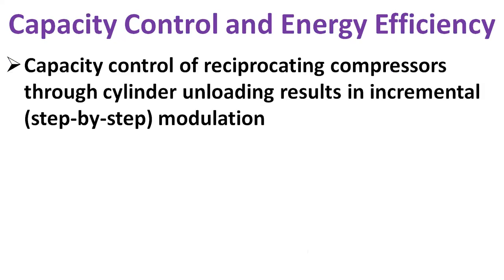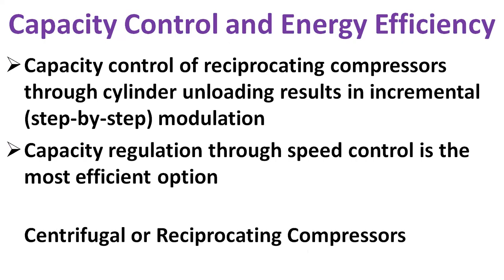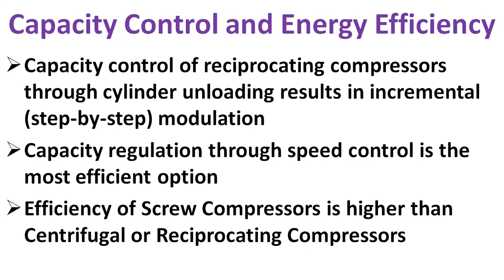Then we have the capacity control and energy efficiency. The capacity of compressors is controlled in a number of ways. Capacity control of reciprocating compressors through cylinder unloading results in incremental modulation, as against continuous capacity modulation of centrifugal compressors through vane control and screw compressors through sliding vanes. Therefore, temperature control requires a careful system design.